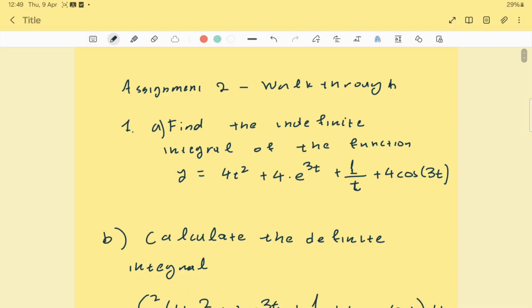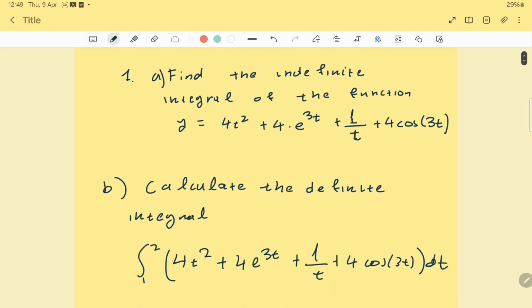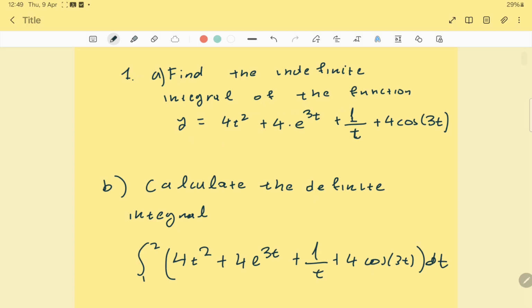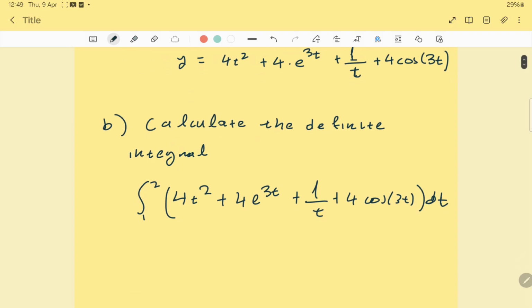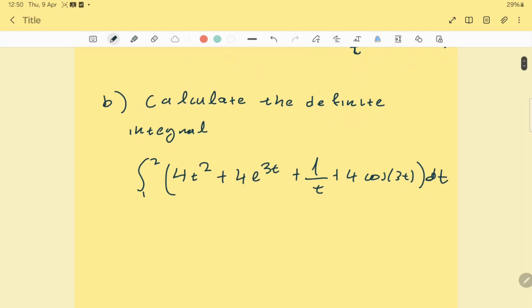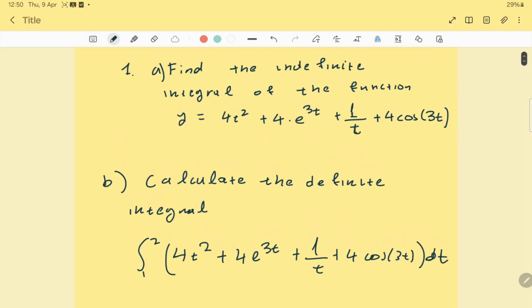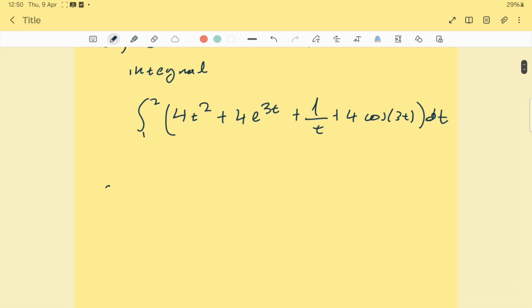Assignment 2, walkthrough. The first question, A. Find the indefinite integral of this function y. And for B, you have to calculate the definite integral of the previous function of this one. Let's go and do every part step by step.